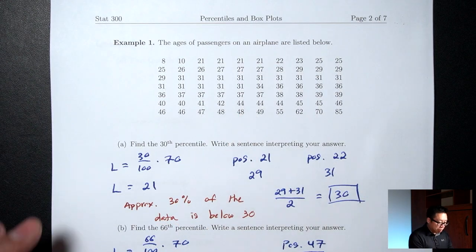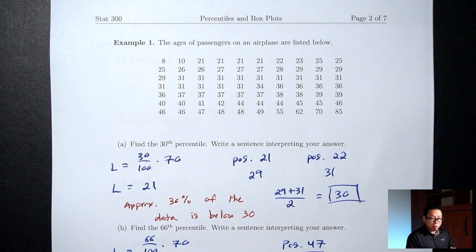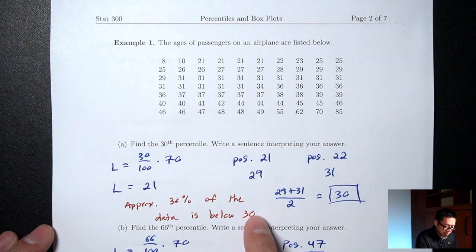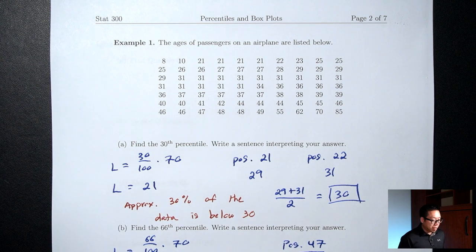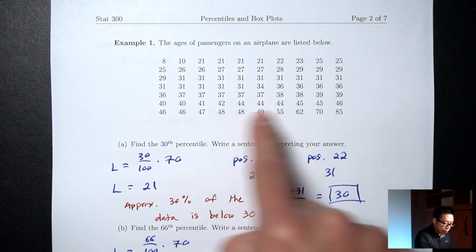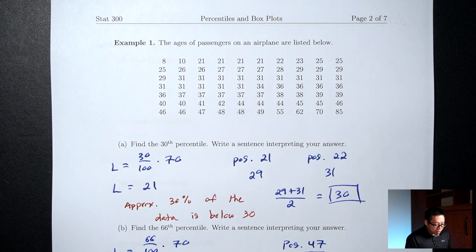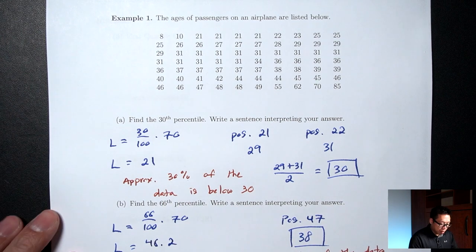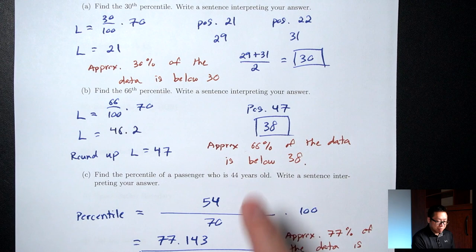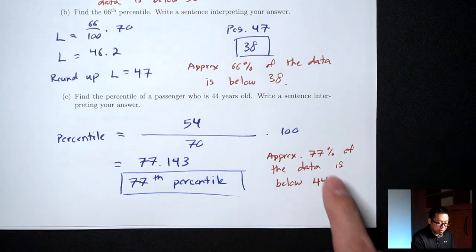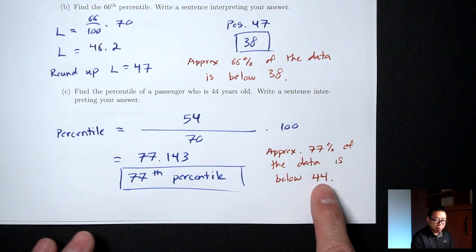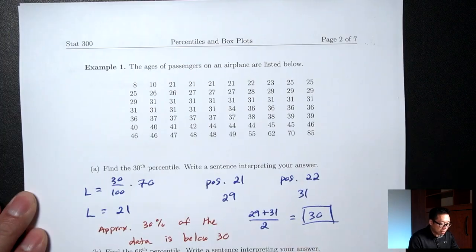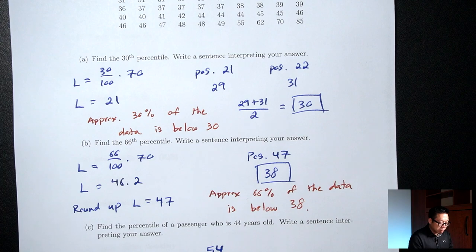Second disclaimer, I'm gonna write this generic interpretation for all of my interpretations. I'm just gonna change the percent and I'm gonna change the data value. And that's okay for this class. Now, I could write a better sentence that actually matches the situation here. The data here represents the ages of passengers. So a better sentence would be to say approximately 30% of the passengers have age below 30. Approximately 66% of the passengers are younger than 38. Approximately 77% of the passengers have ages that are less than 44. Right? Those are better sentences that match the actual situation. But for this class, if you write just this generic sentence, that's fine too.